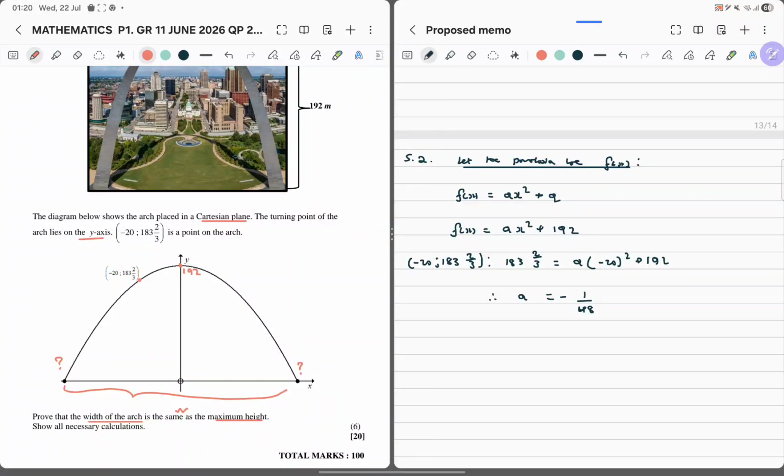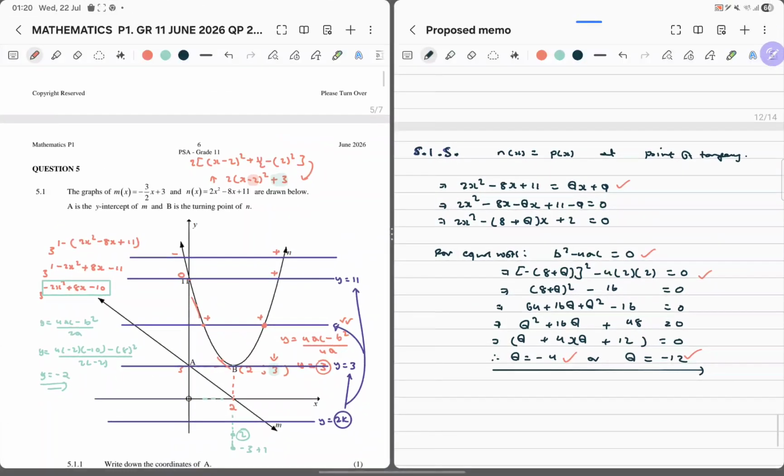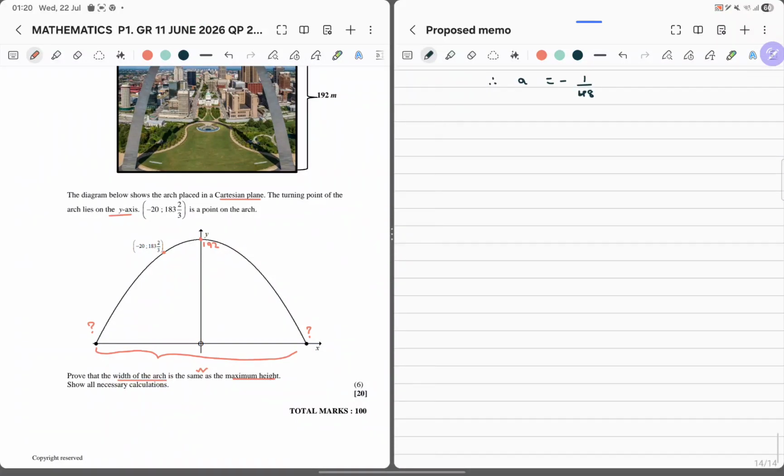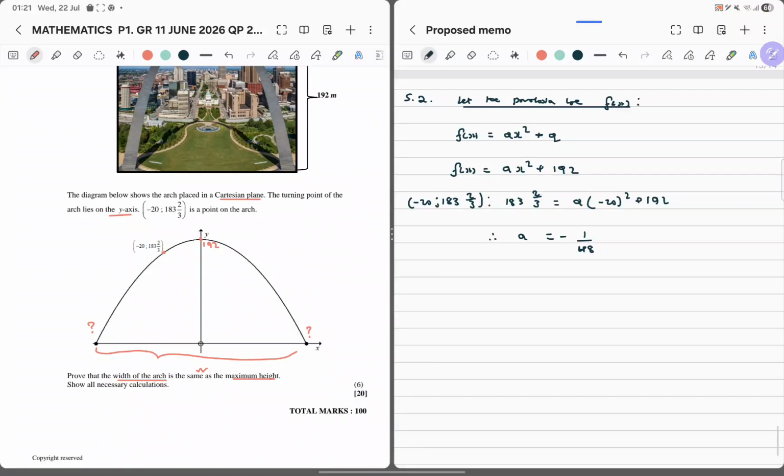But you can see that this thing is wide. When it is this wide, it tells us that this scaling factor, whatever you call it, stretch, is it the horizontal stretch? I was sleeping. Yeah, this is the one. Now from here, folks, we know that our f of x is going to be minus 1/48 x squared plus 192.